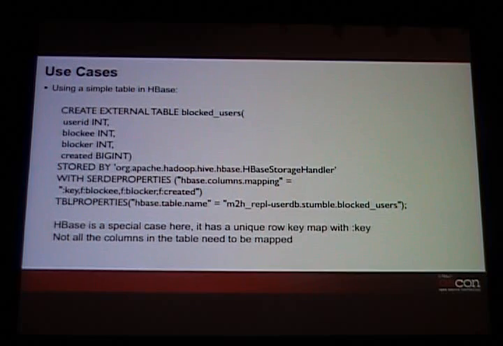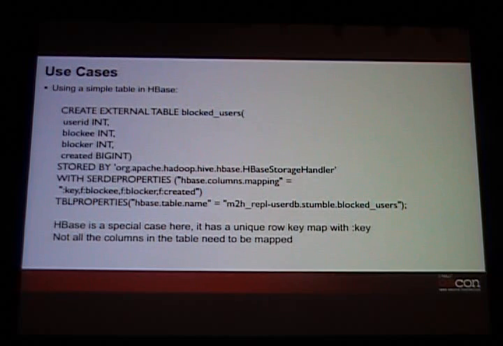So they have this special way to identify the row key. In this case, it's :key. And then we have a family, which is f, and a qualifier, blocker, created. They have to be in the same order as you define them, and then it will just use whatever type you said was in there. If it's not that, then you will have parsing errors. It will usually show up as nulls.